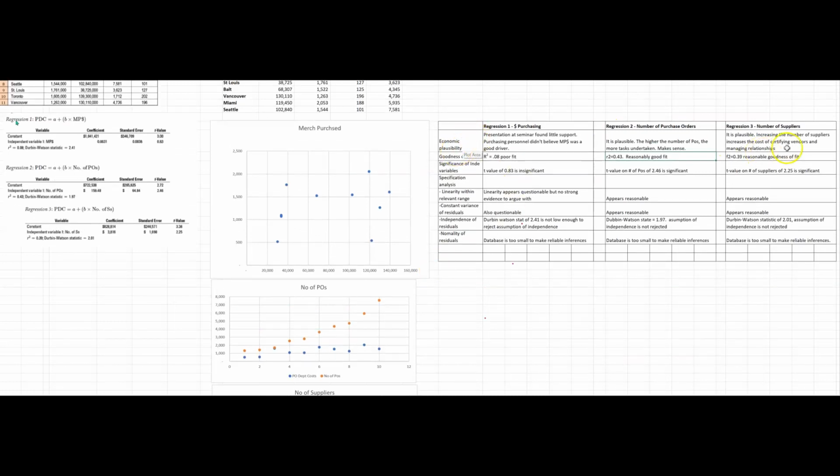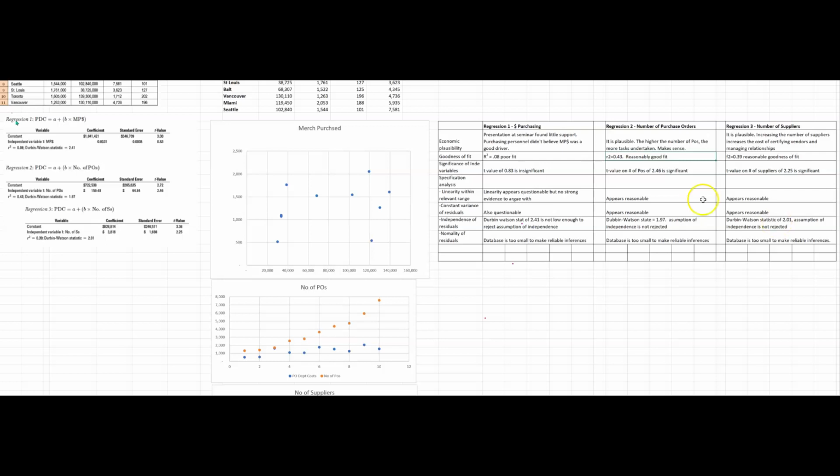For economic plausibility, it is plausible. It does make sense. The R square is 0.39. Here, 0.39, and that indicates a reasonably good fit. But you can see that the number of purchase orders was better, and then the t value on the number of suppliers is 2.25, that is also significant. The linearity and constant variance of residuals is also reasonable. And then finally, for the independence of the residuals, the Durbin-Watson statistic again is right around 2.0. So you can't really reject the assumption of independence.